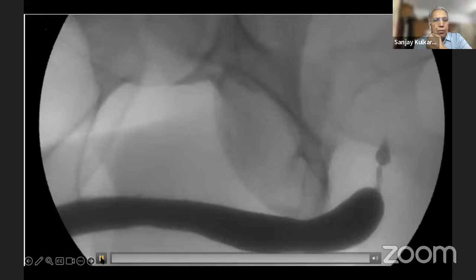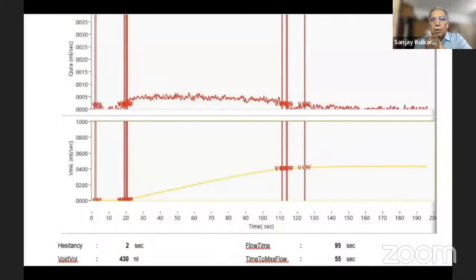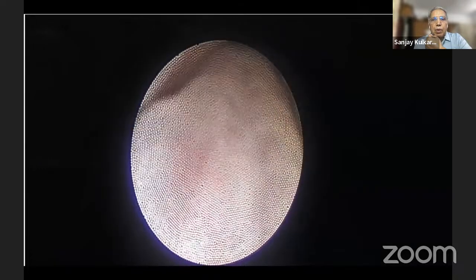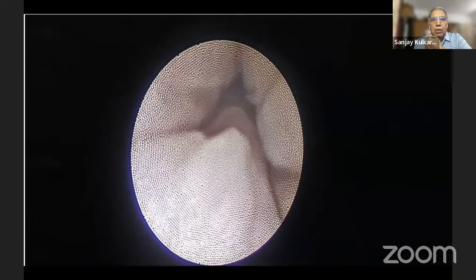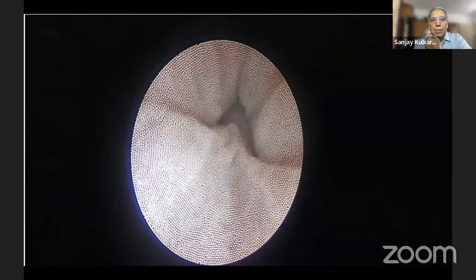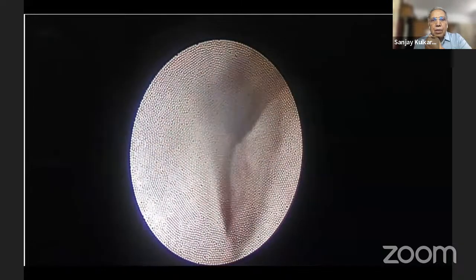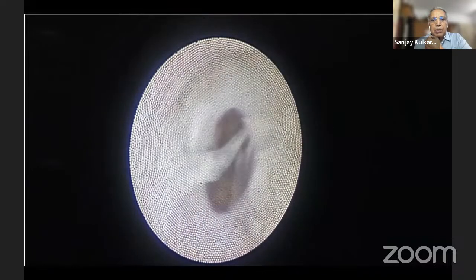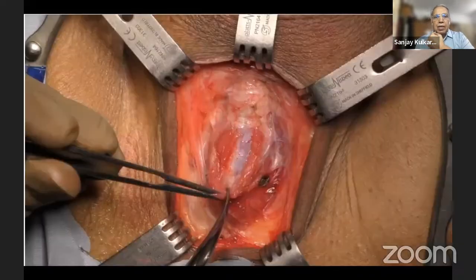So this is a video. This patient, you can see, has a stricture in the proximal bulb. The flow rate is poor, and I'm doing endoscopy with a 4.5 or 6 French ureteroscope. That's the verumontanum. I'm pulling the scope out, and you can see the membranous urethra, which is okay. And this is the proximal bulbar stricture. You can see the white area here.